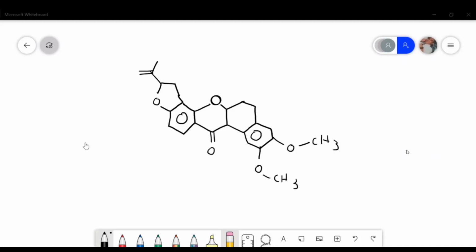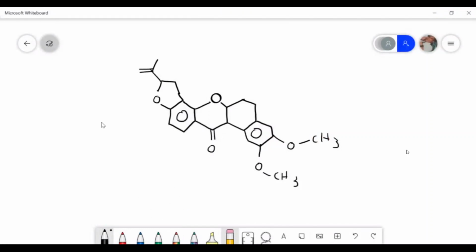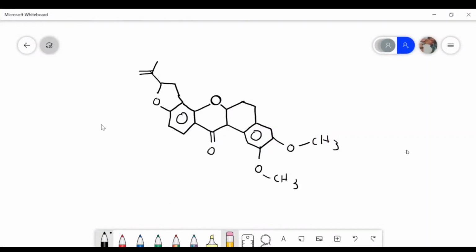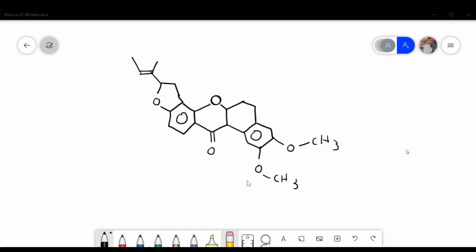Okay, so 3 chiral centers, and how many stereoisomers are possible? 3, 8, correct. Okay, now I'll just make one simple change to this molecule. How many stereoisomers are there now? What's the maximum number of stereoisomers after making that one change?